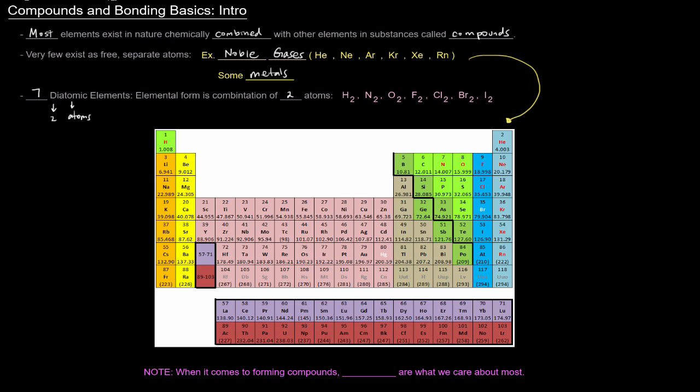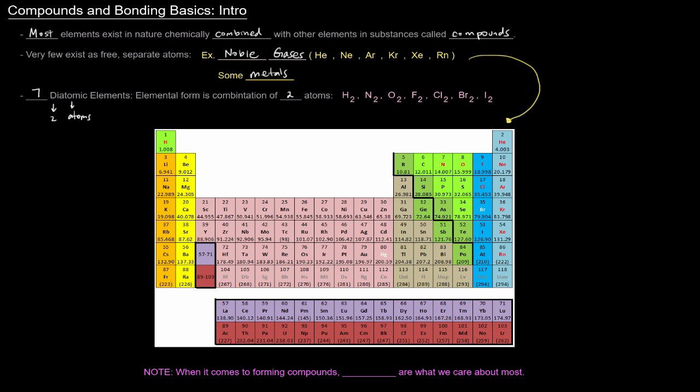And the way I remember it is hydrogen plus a little L shape right here. So NOF, ClBrI, right? So that kind of looks like a 7 right there. So these here, 1, 2, 3, 4, 5, 6, plus hydrogen over here. Those are the 7 diatomic elements. So hydrogen does not exist naturally as just a single H atom. It exists as H2. Same thing for oxygen. Oxygen gas is O2, not just O.